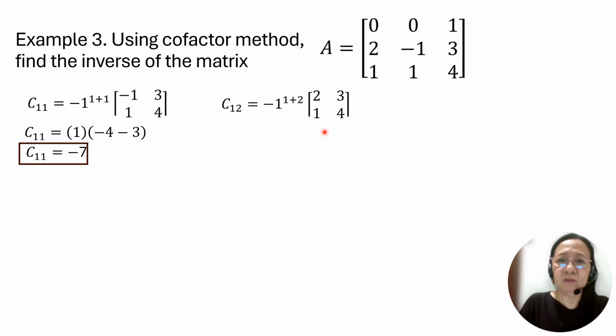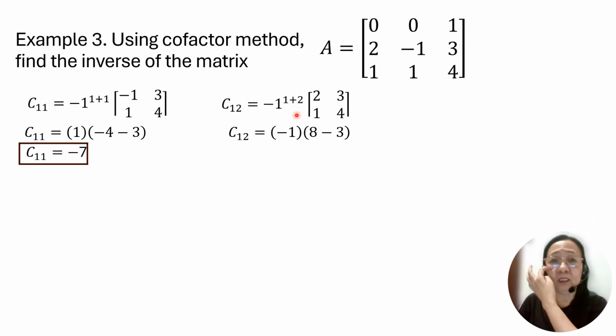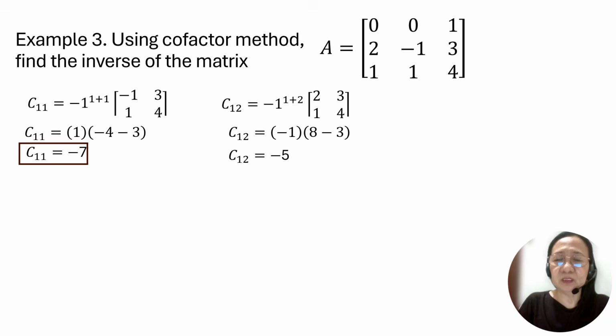Simplifying the result, the sign 1 plus 2 is 3, and 3 is an odd number, so we arrive at negative 1. Then 2 times 4 is 8, minus 1 times 3, minus 3. And then 8 minus 3 is 5, times a negative 1. That's why we have here a negative 5.